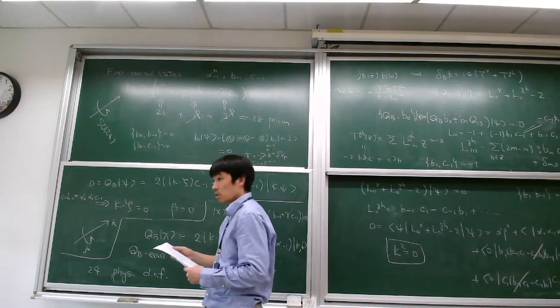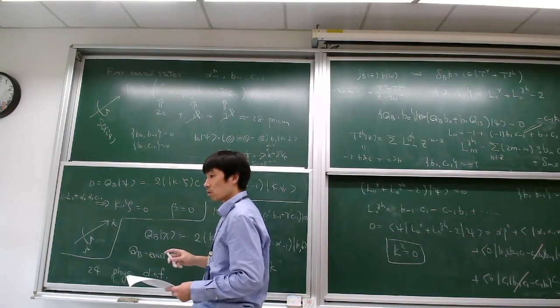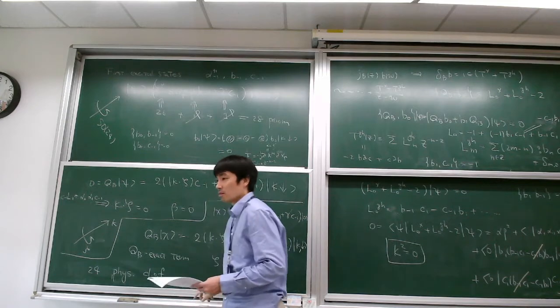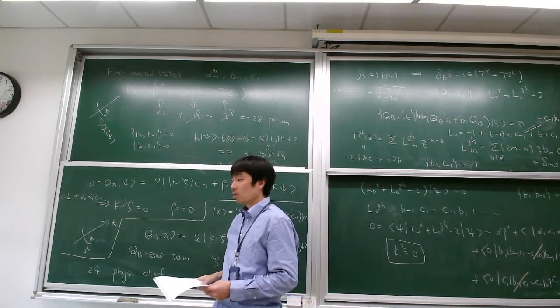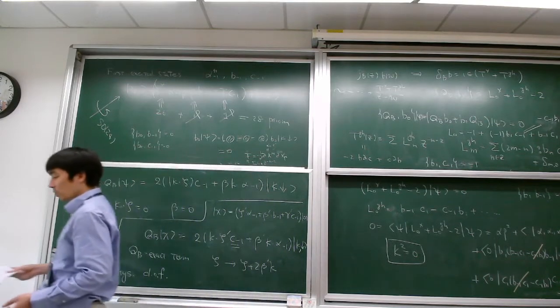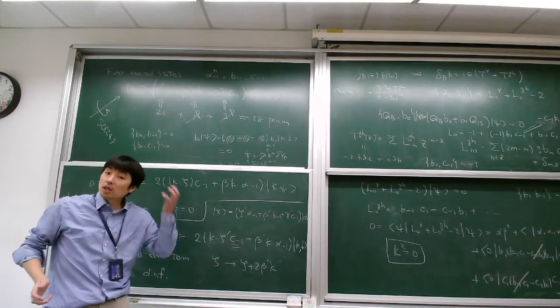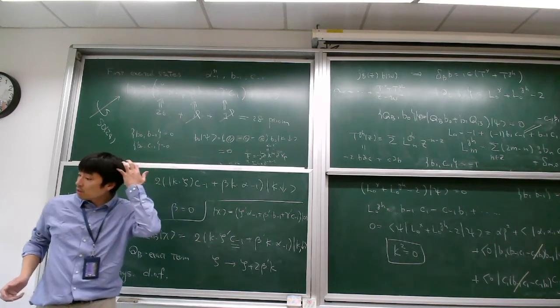Why is d equal to 26? Is it a coincidence, or does it have a deeper reason? Of course. The target space has to be d equals 26 for string theory to make sense. Bosonic string.